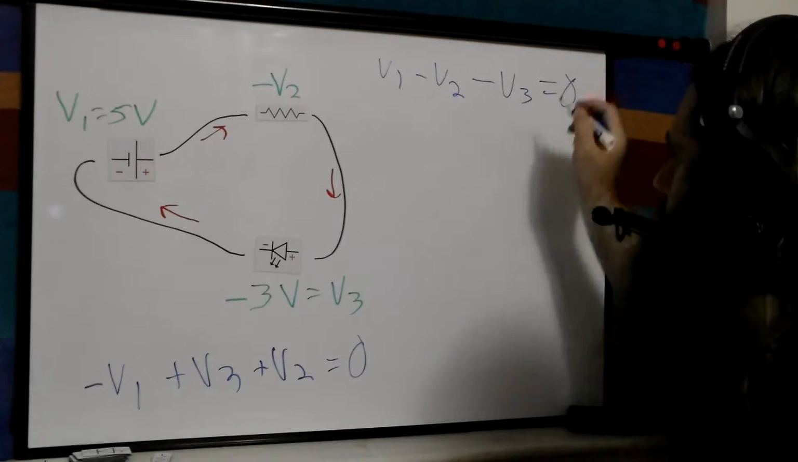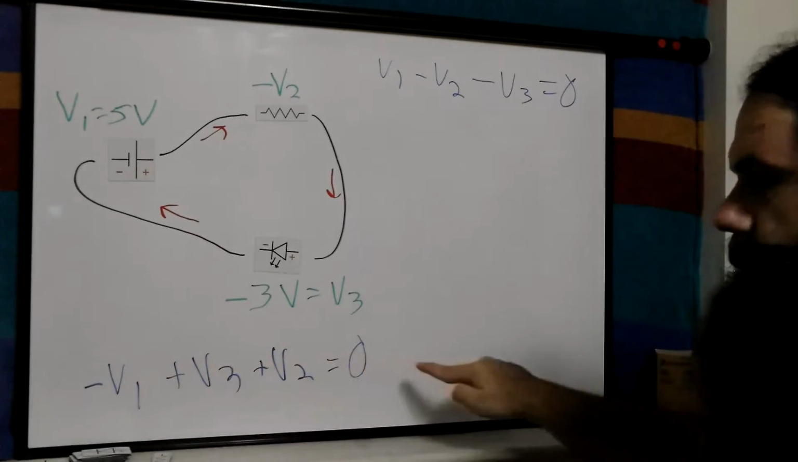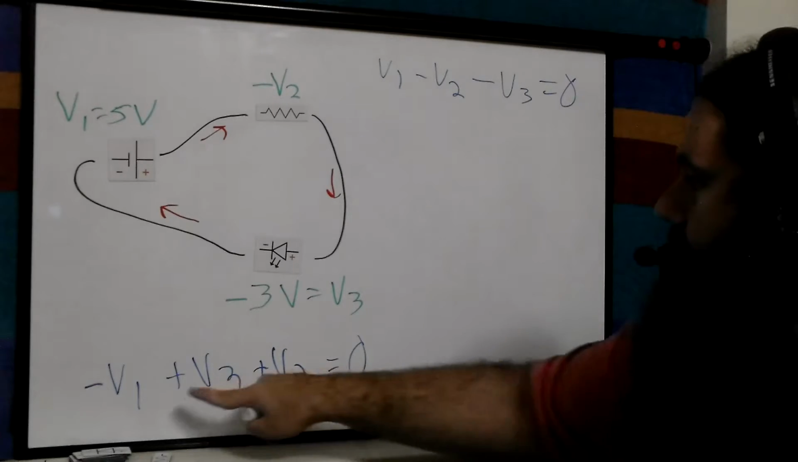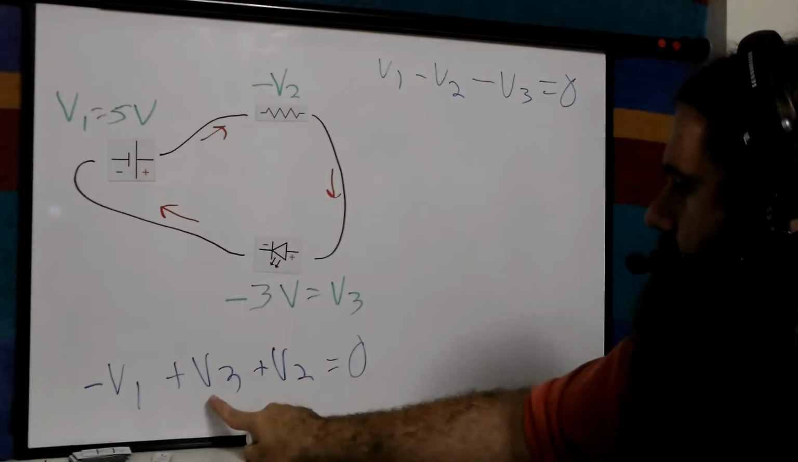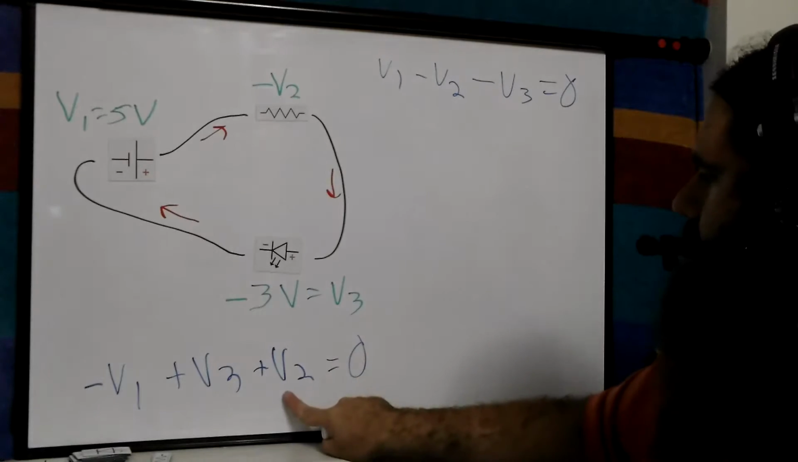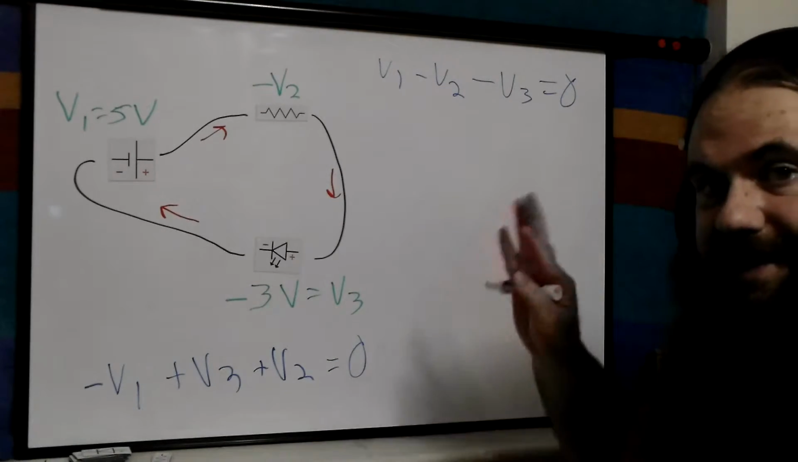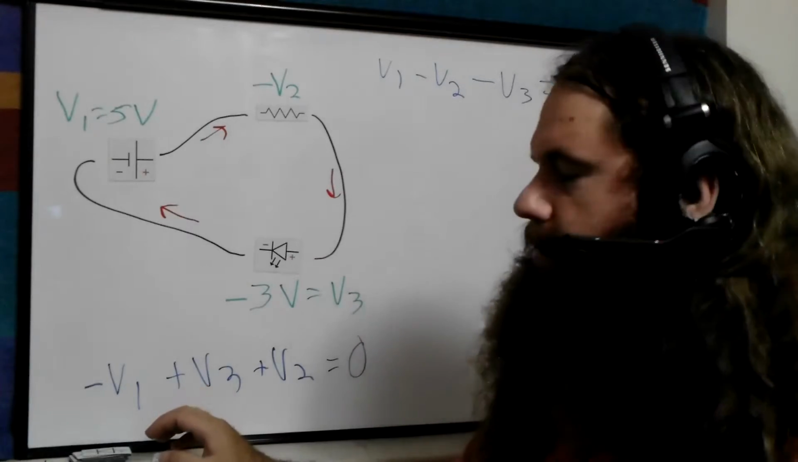And you can see this is what we had before, because before we had V1 minus V2 minus V3 equals 0. What if you multiply negative 1 into all of these? Negative V1 becomes V1, V3 becomes negative V3, V2 becomes negative V2. It's the same equation. So that's why it's so easy.